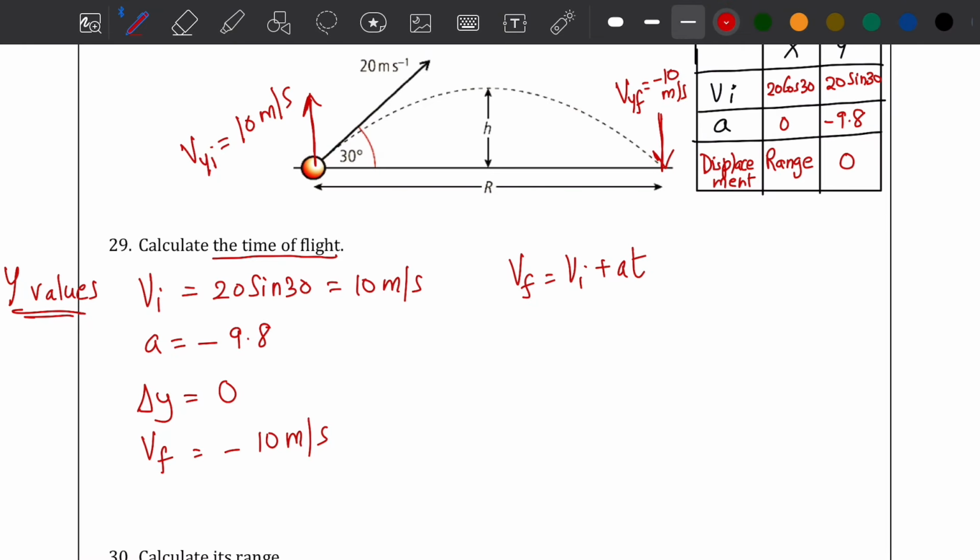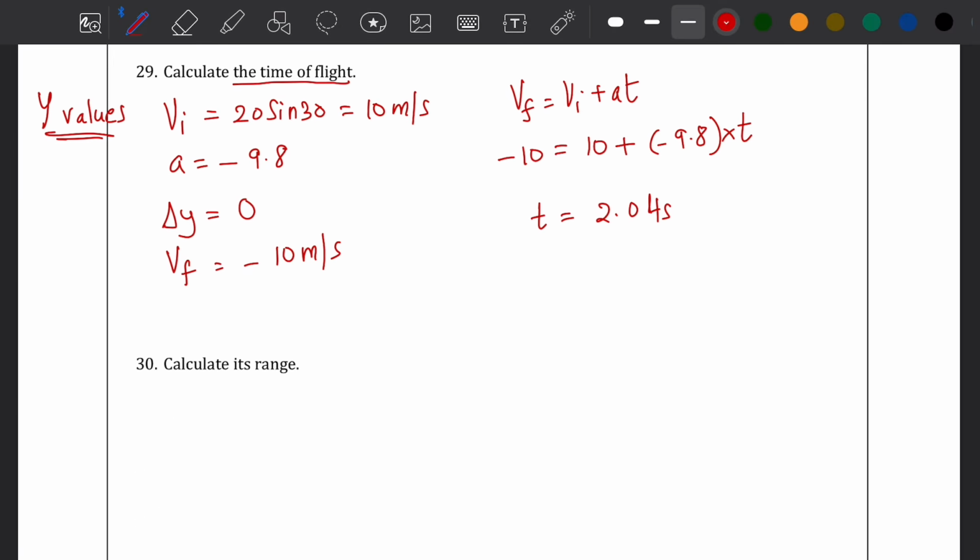Again reminding you, if you use Vf equal Vi minus Gt, then the G value will be 9.8 without the negative sign. So this is negative 10 equal 10 plus negative 9.8 multiplied by T, and this answer is going to come out as 2.04 seconds. Next we want to find what's the range.